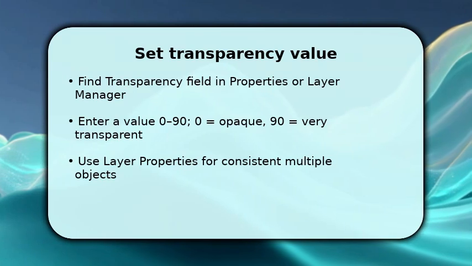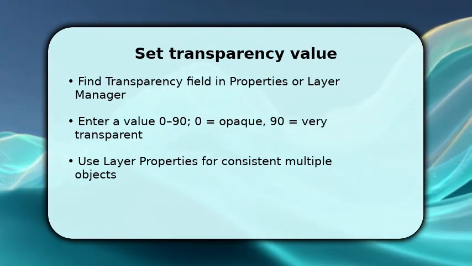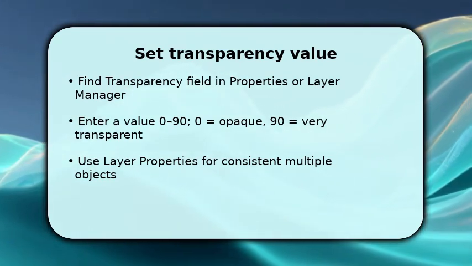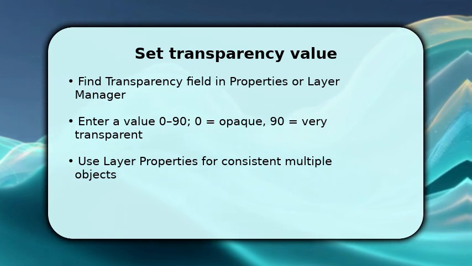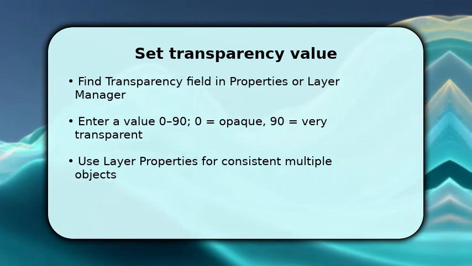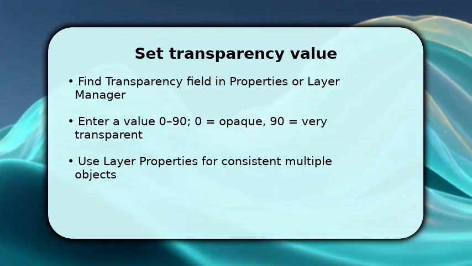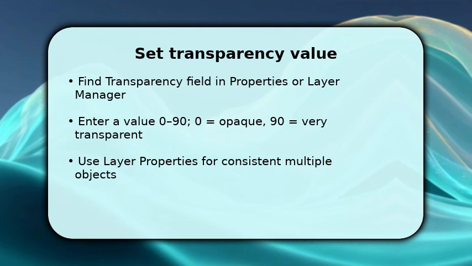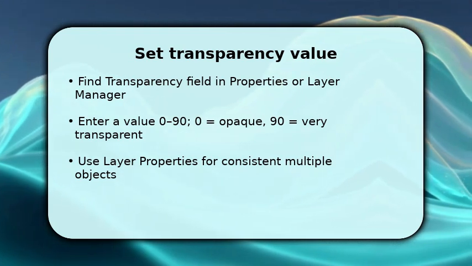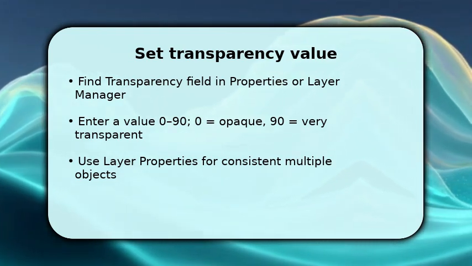You now change the transparency value. In Properties, locate the transparency field and enter a value from 0 to 90, where 0 is opaque and 90 is very transparent. Then press Enter. Alternatively, open Layer Properties Manager to set transparency for an entire layer if you want consistency across many objects.